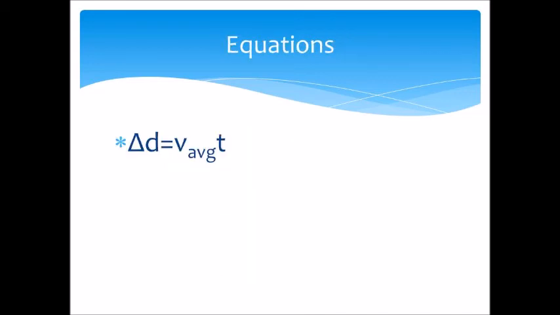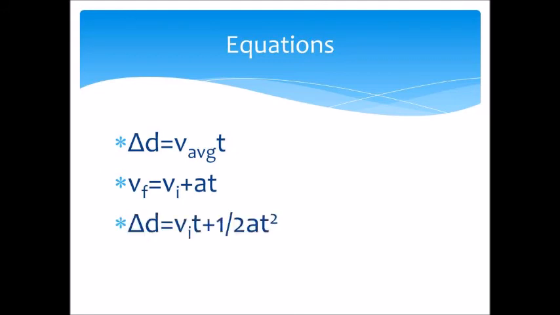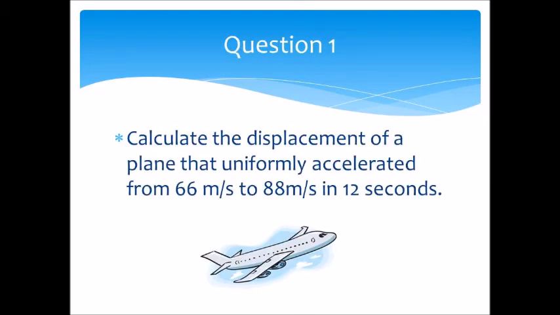So there are four basic equations that we're going to use in this unit, the first of which is displacement equals the average velocity times the time, which is one that we used last unit. Second one is the final velocity equals the initial velocity plus acceleration times time. The third one is the displacement equals the initial velocity times time plus 1/2 of the acceleration times time squared. And the final one is that the final velocity squared equals the initial velocity squared plus 2 times the acceleration times displacement.